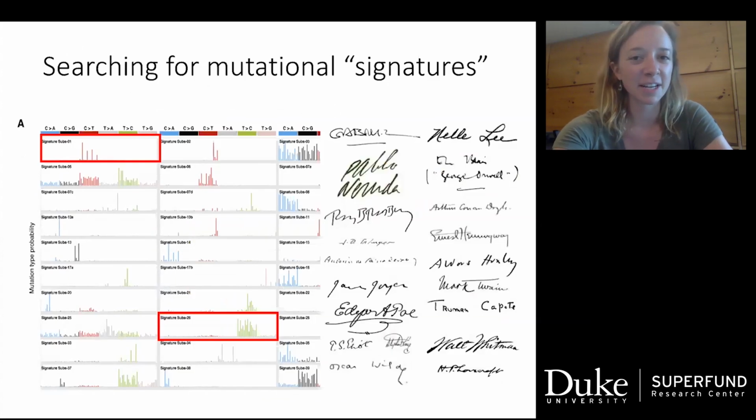So myself and other scientists are trying to figure out, can we look at the sequences of DNA to understand if a chemical is causing a mutation? We hypothesize that just as each person's signature is unique in identifying who they are, mutational signatures may reveal what chemicals a person or organism has been exposed to.